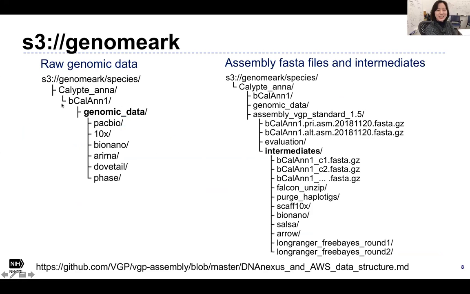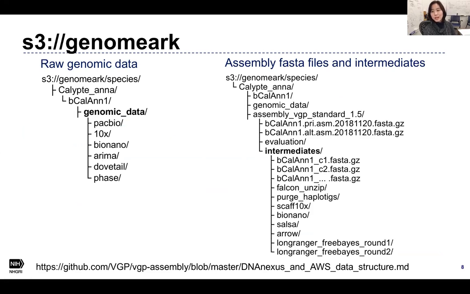Yeah, so under each genome, we have the genomic data. And at the same level, we also have the assembly intermediates. And there's another level for the transcriptomic data as well. But here I just put the genomic data and the assembly intermediates. So when you list what's under the genomic data, you can see each platform here, and under each platform, there are the raw data stored.